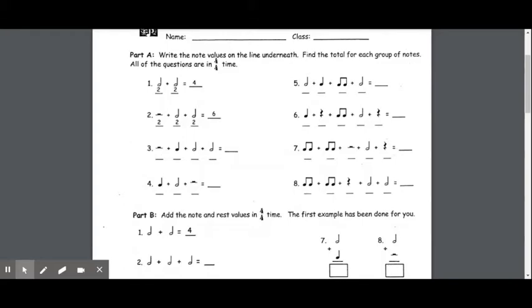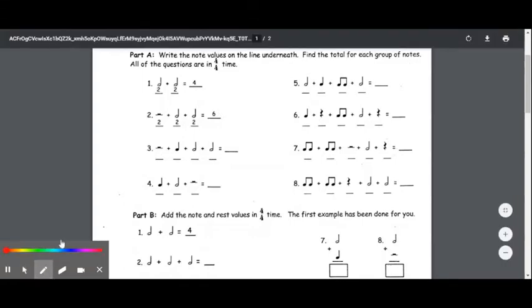Let's look at number 2 here. This is a half rest because remember our half rest is like a hat. Our half note, that's worth 2 beats, or half rest, I'm so sorry. Our half rest is like a hat worth 2 beats. Our half note is 2 beats. Another half note, 2 beats. 2 plus 2 plus 2 equals 6. Easy enough. Let's do number 3 together.